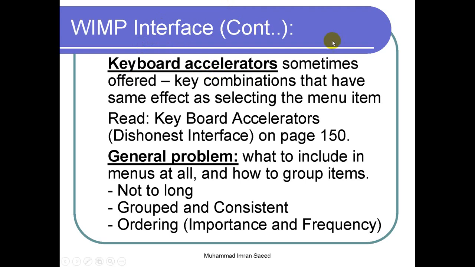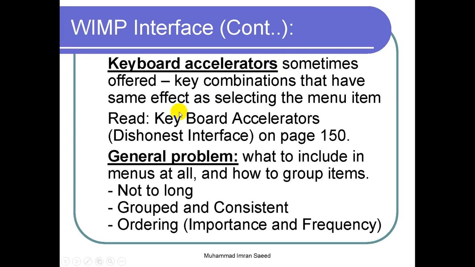Now it says the keyboard accelerators sometimes offer key combinations that have the same effect as selecting the menu item. I can click cut, copy, paste, or I can use Control C, Control V, Control X from the keyboard. It is important that our software has keyboard accelerators so that we do not compel the user to use the mouse, and he or she may use the shortcut keys. The rules and principles also tell us that whenever you make software, try to provide shortcut keys to the frequent users.